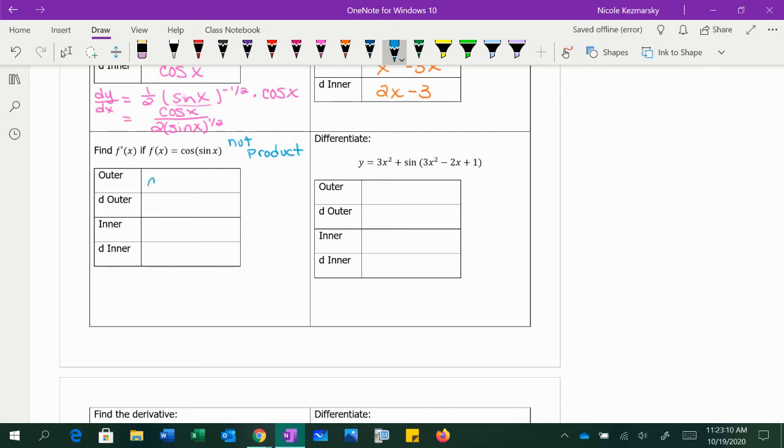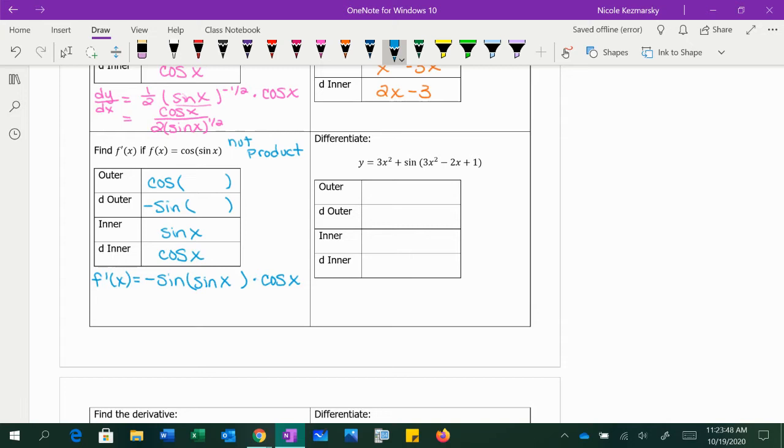So the outer function is the cosine. The inner function, because it's in the parentheses, is the sine of x. Derivative of cosine is negative sine of parentheses, and the derivative of sine is cosine. So it says find f prime, so we're going to say f prime of x equals, we'll start with the derivative of the outer, so negative sine of, in the parentheses, we're going to put sine of x, because that's the inner, and then times cosine of x.